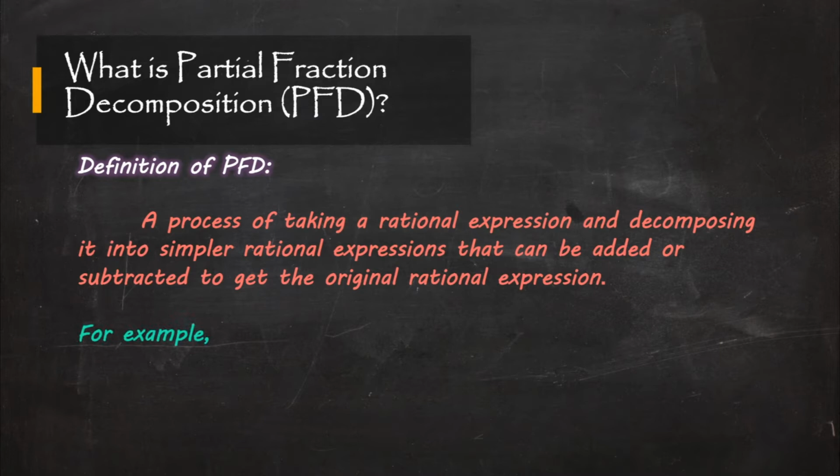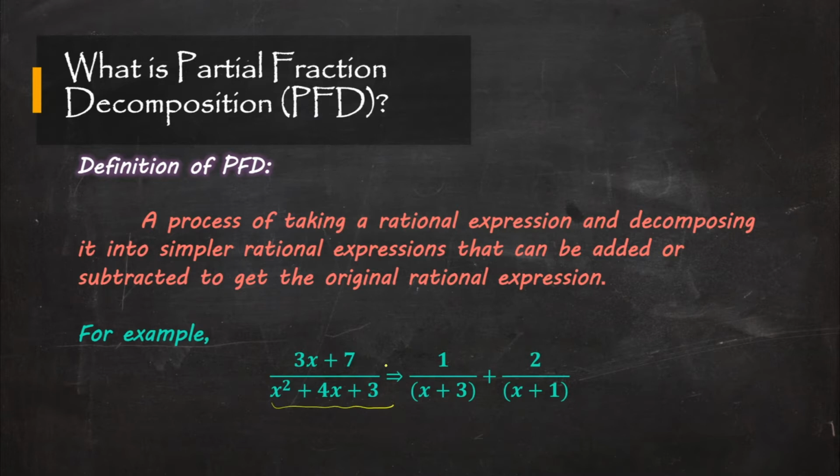And here is an example. I have 3x plus 7 over x squared plus 4x plus 3, and this expression can be decomposed into two simpler expressions. And as we can see, those two denominators are simpler than the original denominator. So this whole process is called partial fraction decomposition.